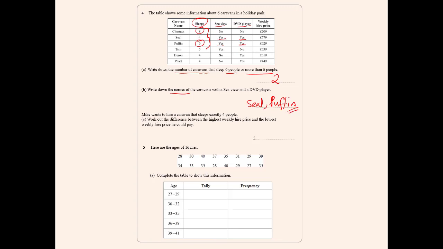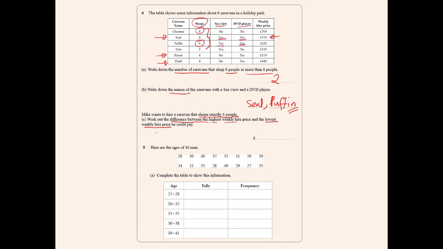Next, Mike wants to hire a caravan that sleeps exactly 4 people. Work out the difference between the highest weekly hire price and the lowest weekly hire price he could pay. So he wants to hire a caravan that sleeps exactly 4 people. So first of all, identify which ones sleep exactly 4 people. So we got Seal, sleeps exactly 4. Heron and Pearl, these 3. Now it's asking us to work out the difference between the highest weekly hire price and the lowest weekly hire price. So highest one we have out of these 3 is 579.